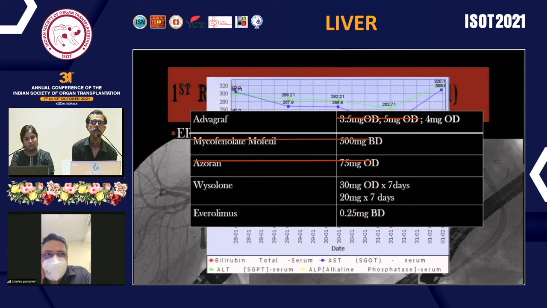Even if I see a stricture, I would like to biopsy him and make sure that he has responded to your steroid therapy. Okay, yeah, point taken.